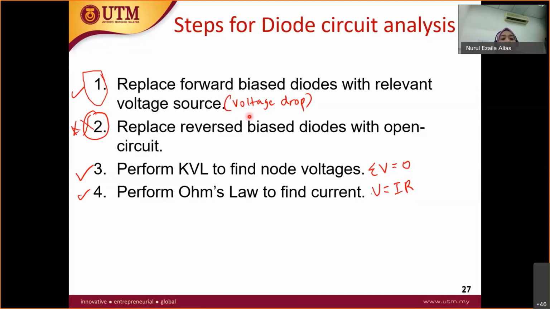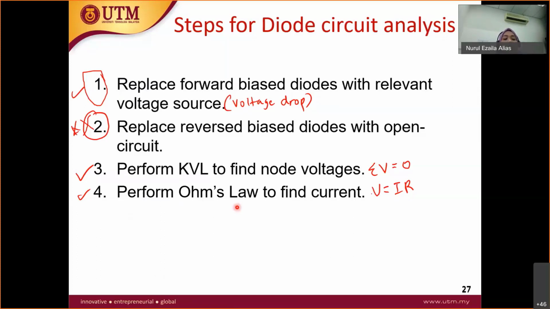Then you skip this number 2 because number 2 is for the reverse bias case. If you define that this diode is forward bias and you replace it with a voltage drop of 0.7, for example, then you perform KVL across the node. And then you perform Ohm's law to find any other variable that they need. For example, if they want current, then you apply Ohm's law.